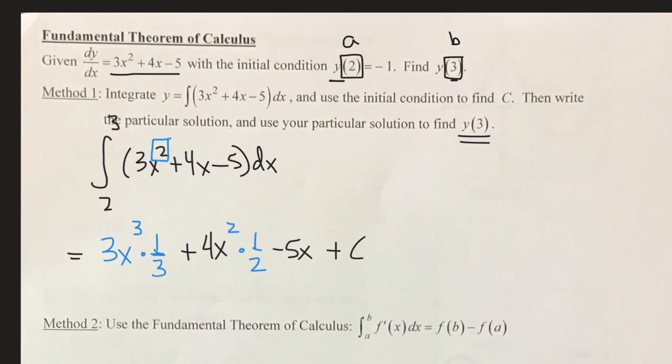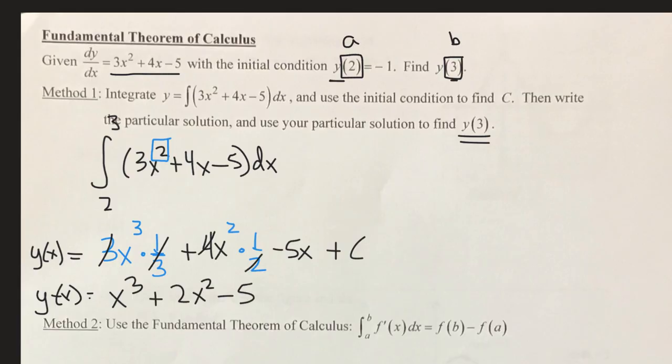Plus c. So we have this initial condition that we're going to use in order to figure out what our c value is. So we're finding our y of x function, so that we can plug 3 in and figure out what the answer is. Okay, so let's simplify this down. 3 and 1/3 are gone. That's just x cubed. Half of 4 is 2, so that's 2x squared minus 5x plus c. Okay, so that's going to be our antiderivative.